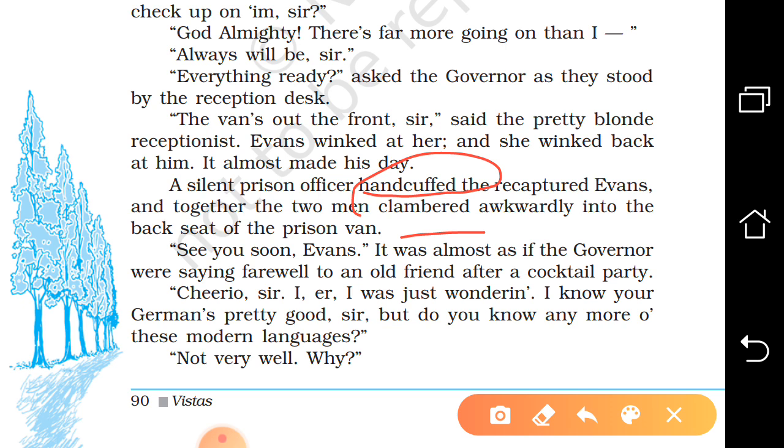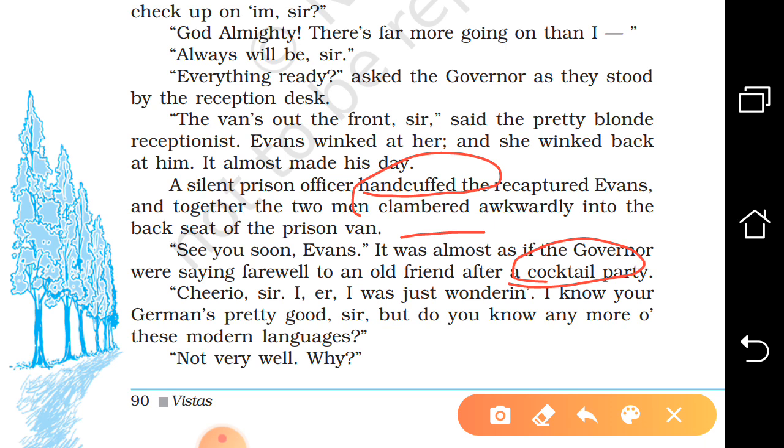"See you soon, Evans." It was almost as if the governor was saying farewell to an old friend after a cocktail party, a drink party. After a drink party, people say goodbye. In the same way, the governor is saying bye-bye to Evans and the two officers in the prison van. "Cheerio, sir." But actually, they are not the original officers, and we will come to know that ahead.